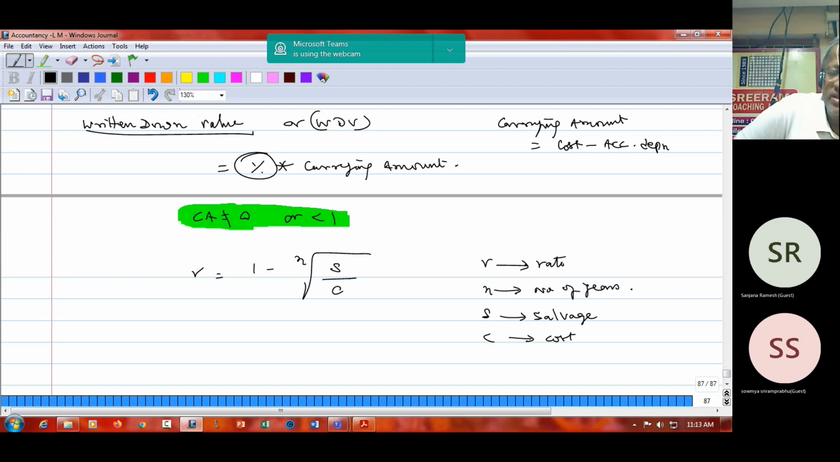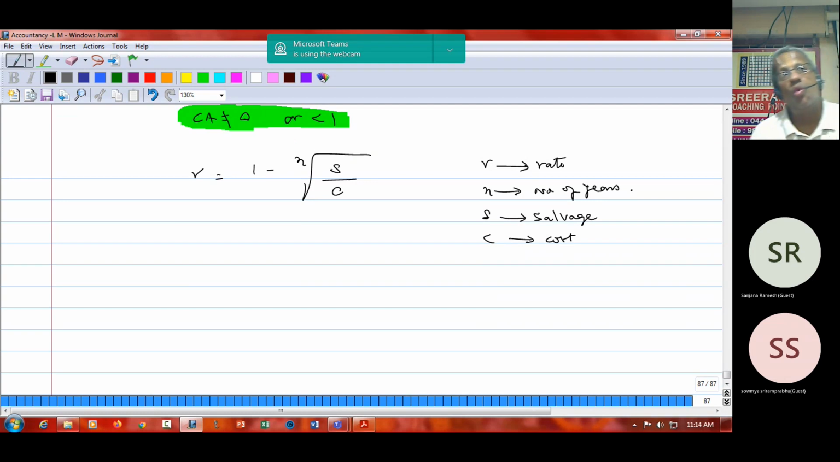R is equal to rate, N is equal to number of years, S is equal to salvage value, and C is equal to cost. What series would your book values follow? Arithmetic progression or geometric progression? Sir, that topic we have not started in mathematics. I've studied this in 10th or 11th standard. Geometric progression. Very good.